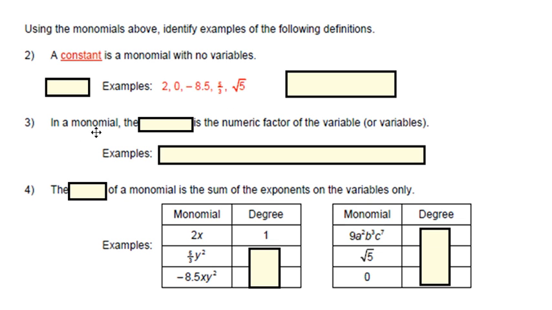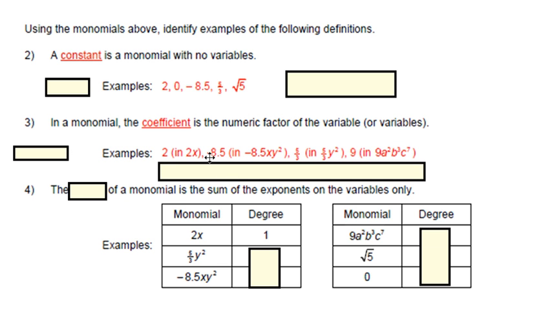When we're talking about a monomial, the blank is the numeric factor of the variable or variables. And I like to say it's the number being multiplied by the variable. At this point, you should know that that is our coefficient. So some examples from our previous tables: we had the 2 in 2x, the negative 8.5 in negative 8.5xy squared, the 5/3 in the term 5/3 y squared, and the 9 in the term 9a squared b cubed c to the 7th. So remember, the number being multiplied by the variable is known as a coefficient.